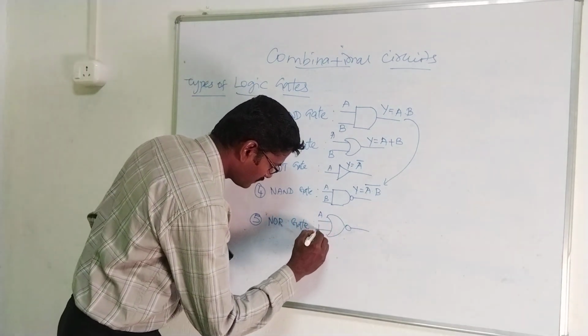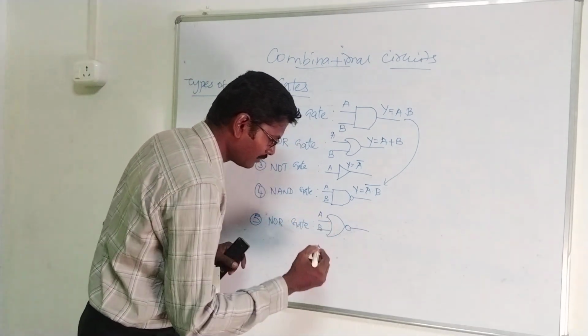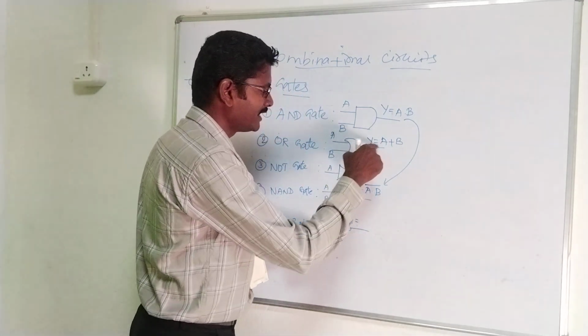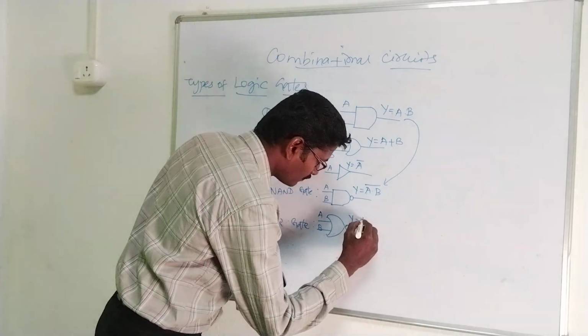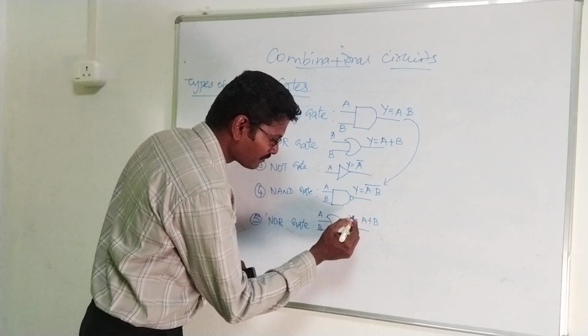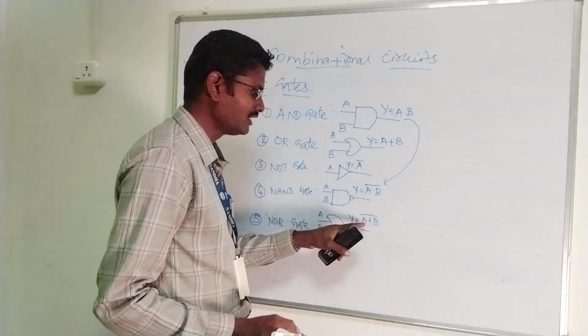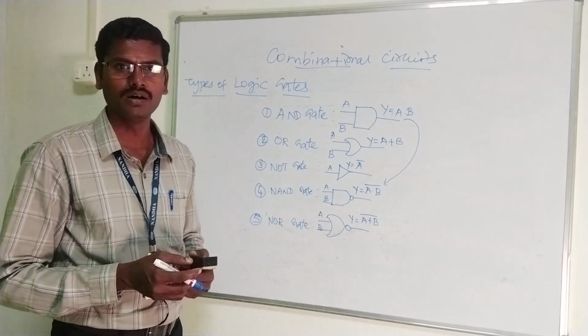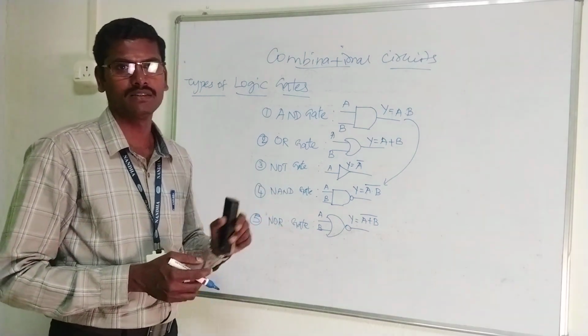So input A, B, two input variables A and B, and the output variable Y. The output for OR gate is Y is equal to A plus B, but I have used a bubble in the output of the OR gate, so the expression becomes Y is equal to A plus B the whole bar. Inversion operation of OR gate is the NOR gate, right?